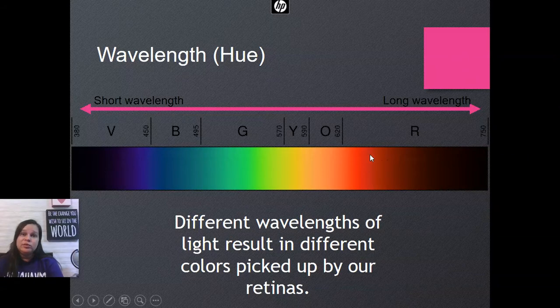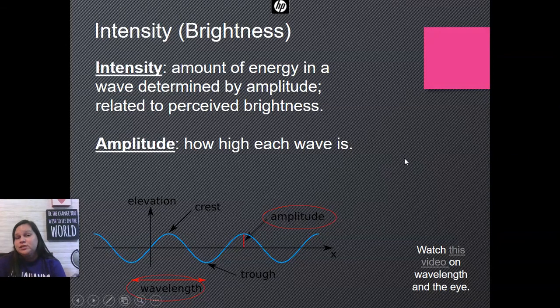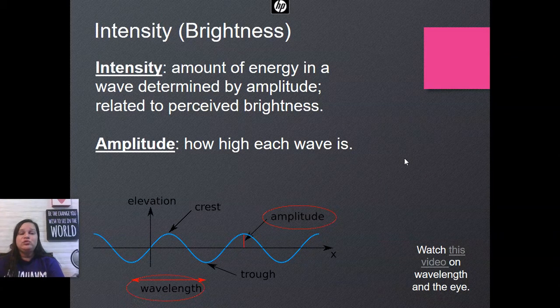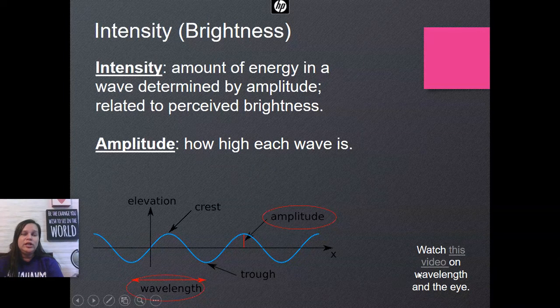I would say you do not need to memorize where these colors are within their wavelengths, just knowing that wavelength is what determines hue or color. As far as the brightness of a color, that has to do with the intensity of the light wave. Waves that are intense are going to be more frequent and have higher amplitude. And then the amplitude is how high each wave is. So the amount of energy, which is determined by the amplitude. We're going to watch a TED Ed animation of this in class that will explain all this a little bit more.